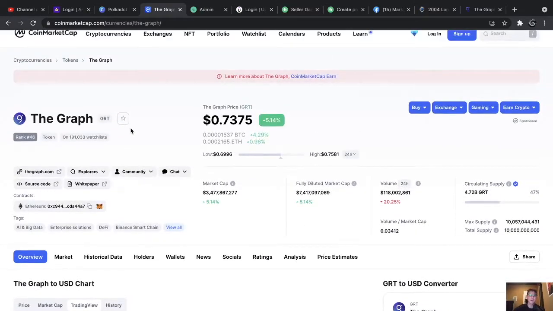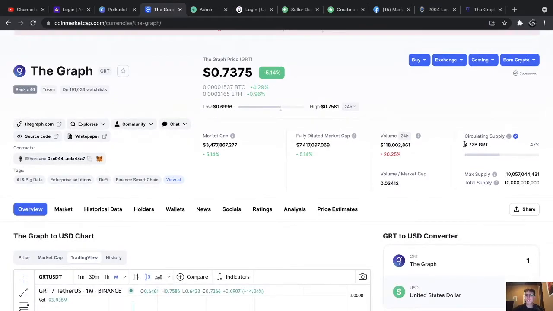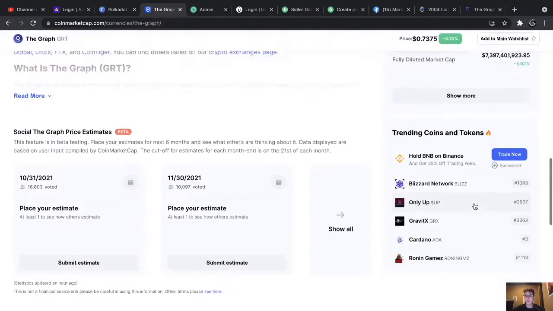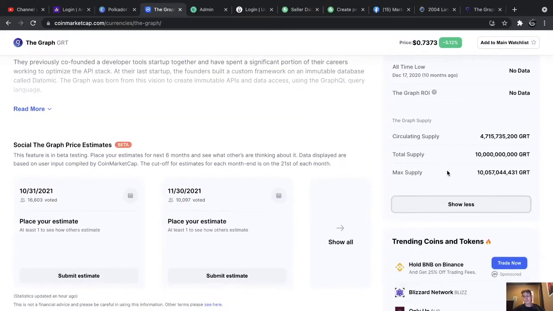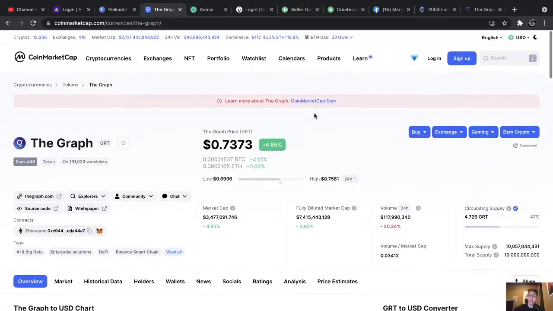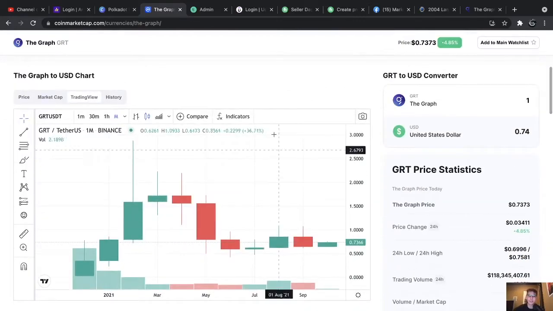So again, today we're talking about the graph, or known as GRT. GRT currently is sitting at 73 cents. And the circulating supply, you guys can see here, is 4.72 billion. So we can go down here and we can see circulating supply 4.715 billion to be exact, total supply 10 billion, and max supply 10.057 billion. So it's not even close to its total supply, which isn't a good thing. It's also not too bad, but I'm not a fan of it.